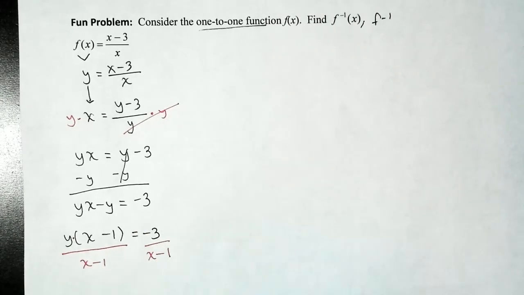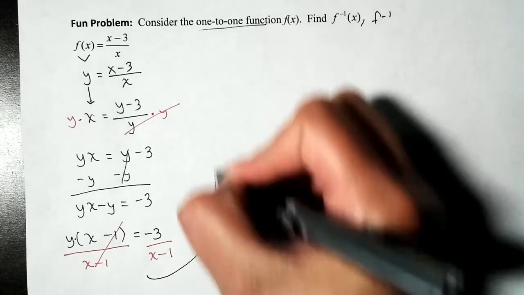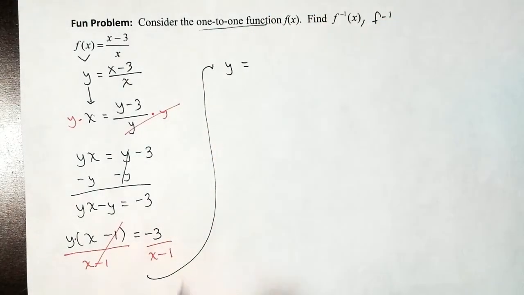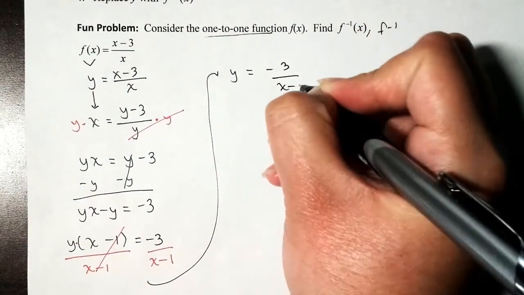And I'm running out of space, so let me make a new column. The quotient of x minus 1 and itself gives us 1, or we say it cancels out. And that will leave us with y equals whatever we're left with: negative 3 over x minus 1.